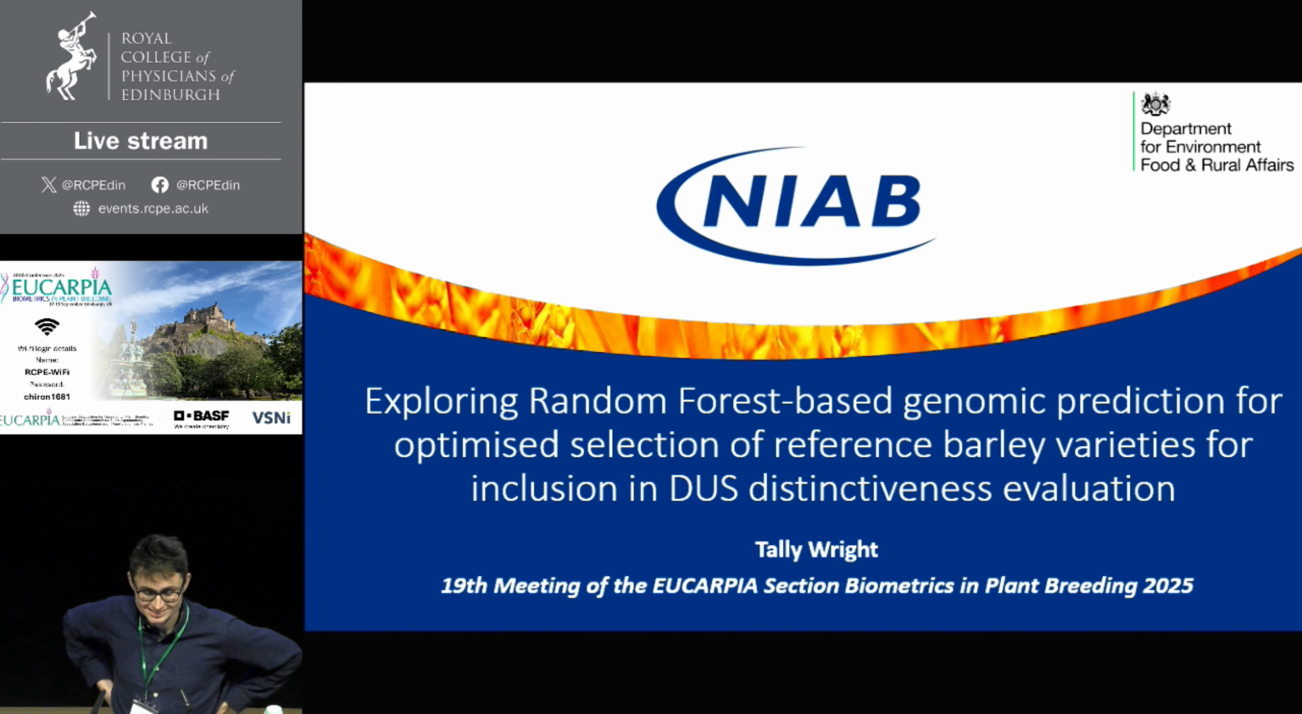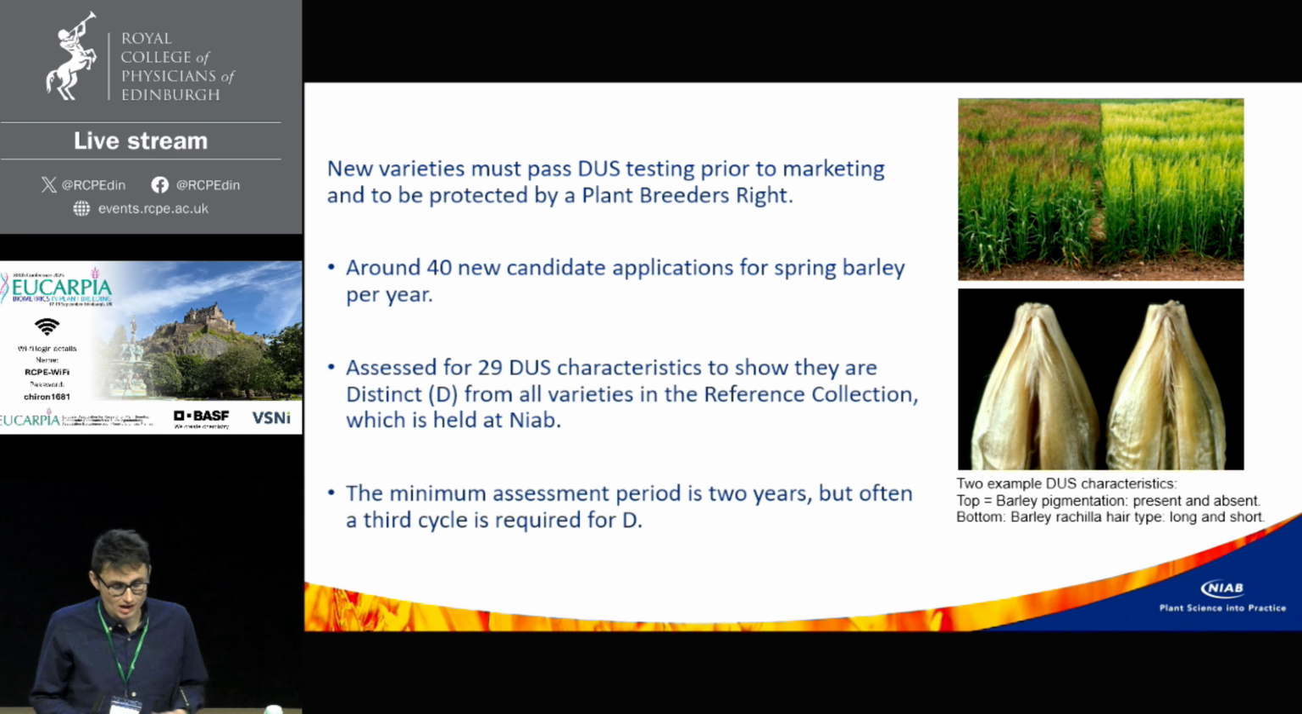Yeah, apologies for the catchy title there. So DUS stands for distinctiveness, uniformity, and stability. And this is an example of a sort of practical application of machine learning. So this is a little bit of a niche area. It definitely felt like that was the case for me when I started working on this project.